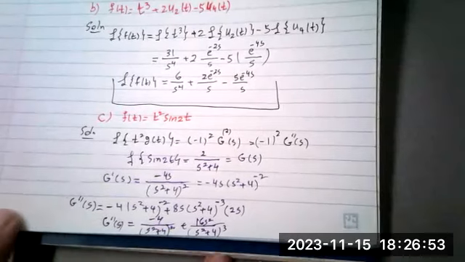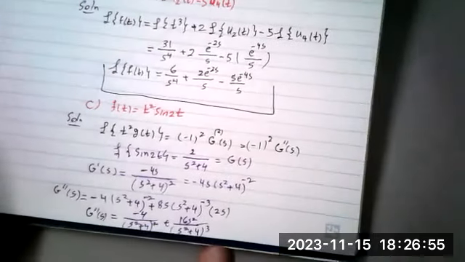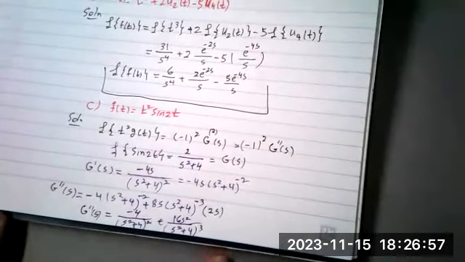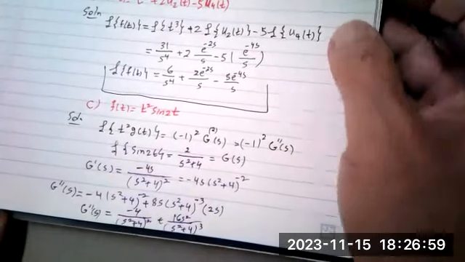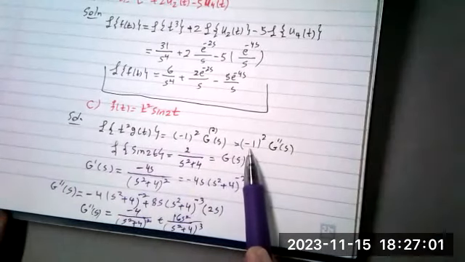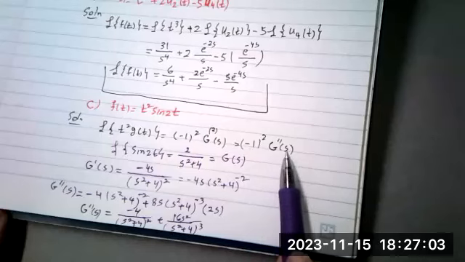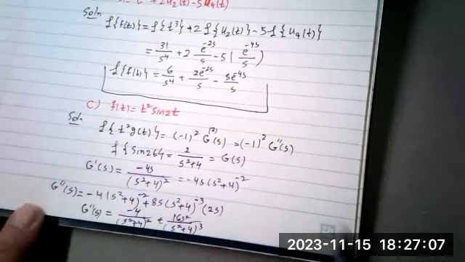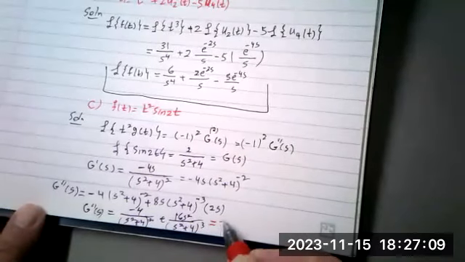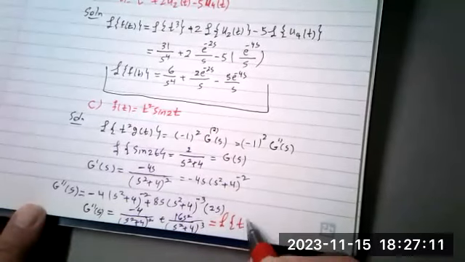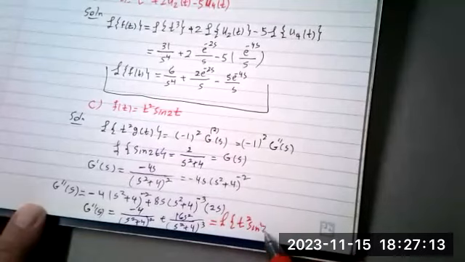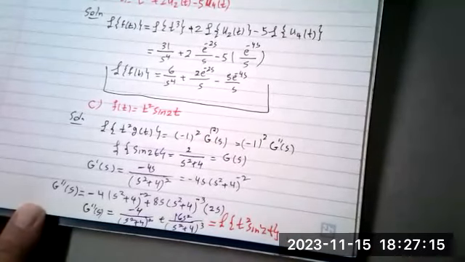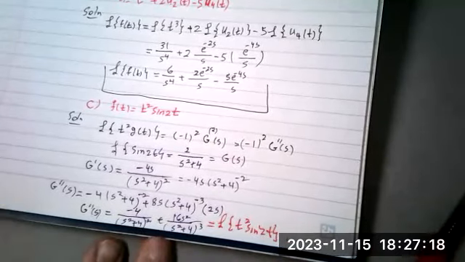So this would be the Laplace transform of t squared sine of t, because you know the formula was (-1) squared g double prime of s. Okay, so this is simply equal to the Laplace of t squared sine of 2t. So if you get a higher power of t, it takes more time.